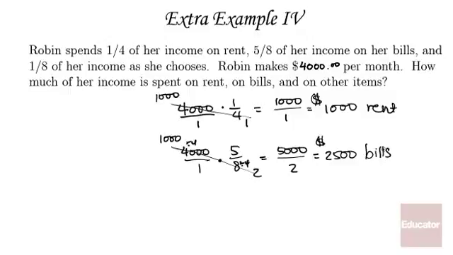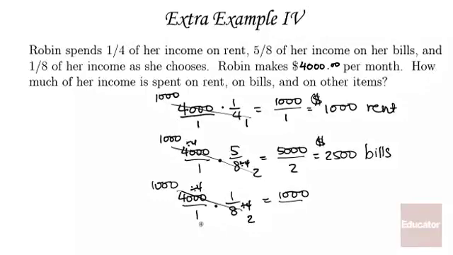And lastly, she gets to spend an eighth as she chooses. So let's take 4,000 over 1 and multiply by 1/8. Let's cross simplify again to make our numbers smaller and easier to work with. 1,000 times 1 is 1,000, and 1 times 2 is 2. And that leaves us with $500 for her to spend as she chooses.